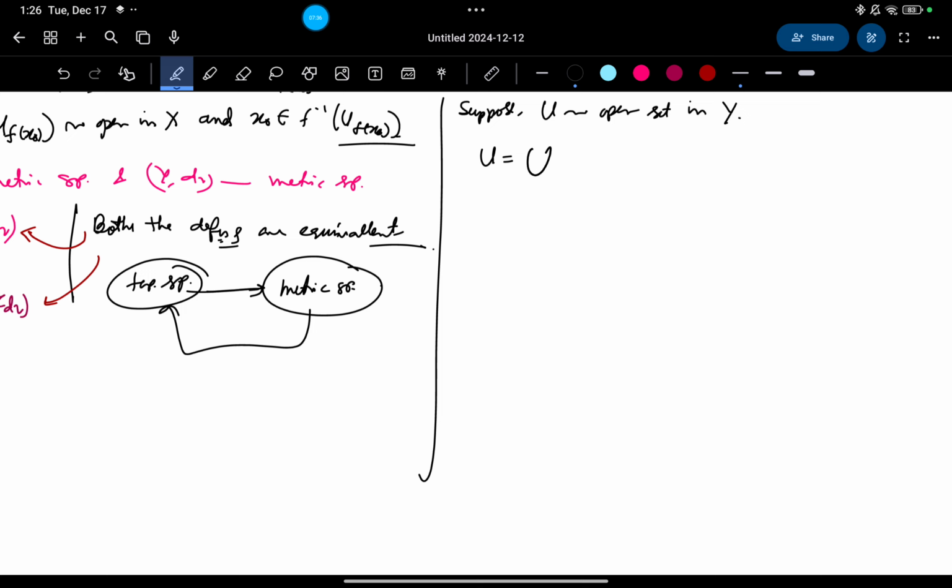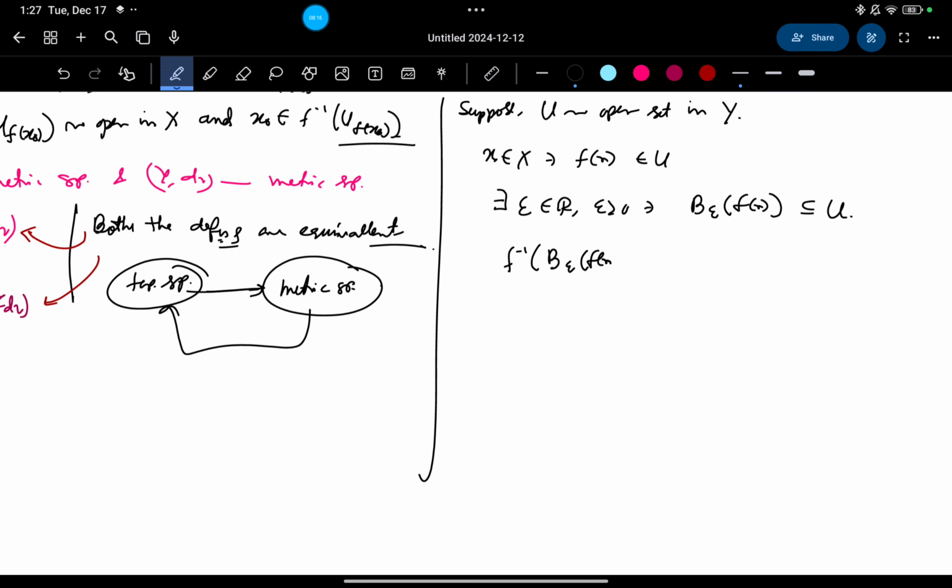a union of all, let's say, okay, not u. Let's consider that suppose small x belongs to capital X such that f(x) belongs to u, so there exists epsilon belonging to the real numbers, larger than 0, such that B epsilon of f(x) is inside u. Now if we take the inverse of this, f inverse B epsilon of f(x) must contain small x, and this is a subset of f inverse u.